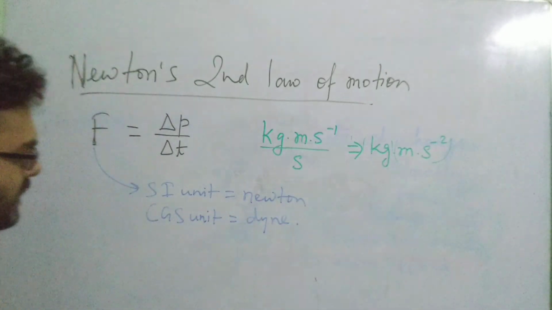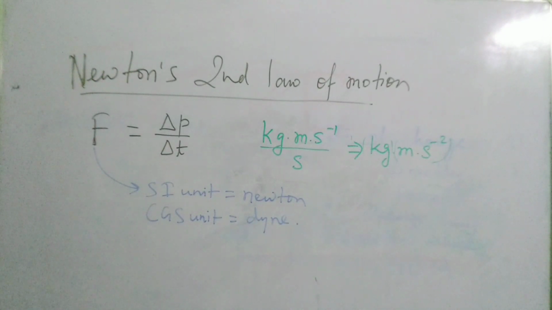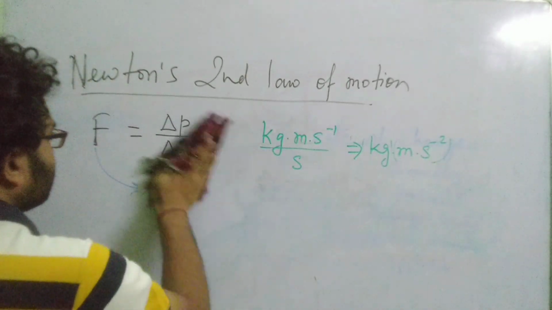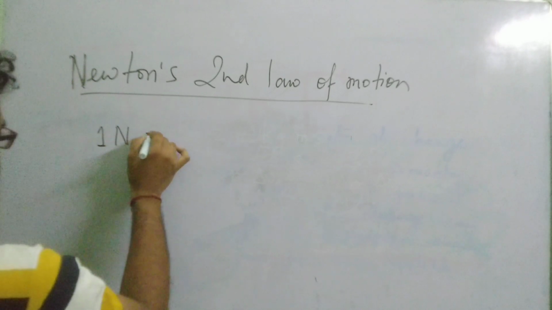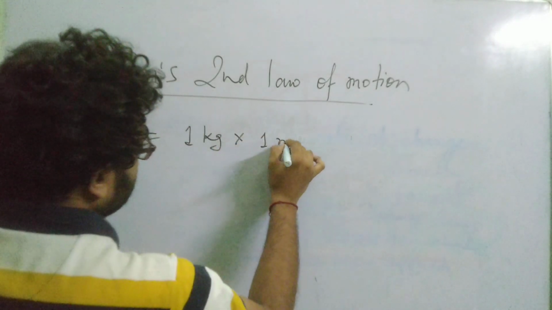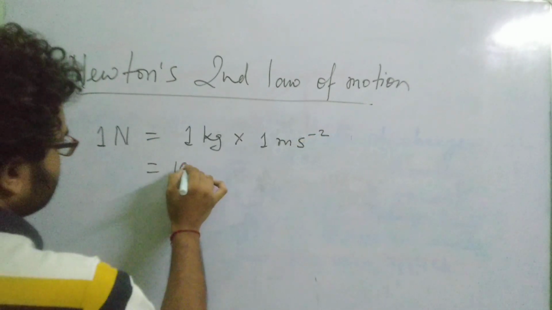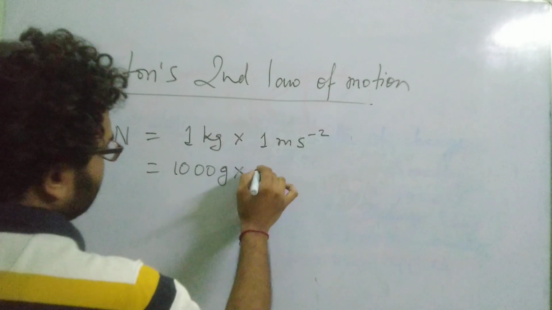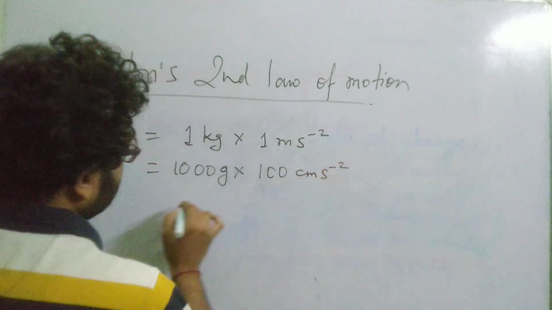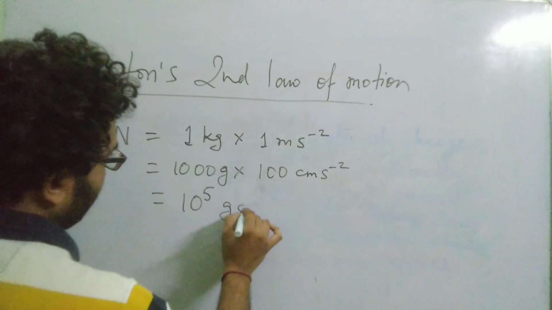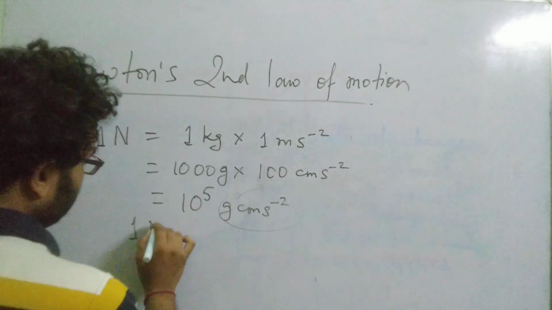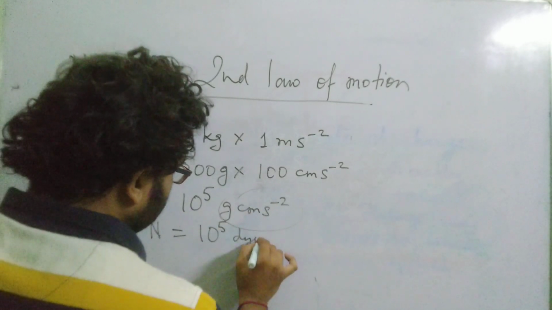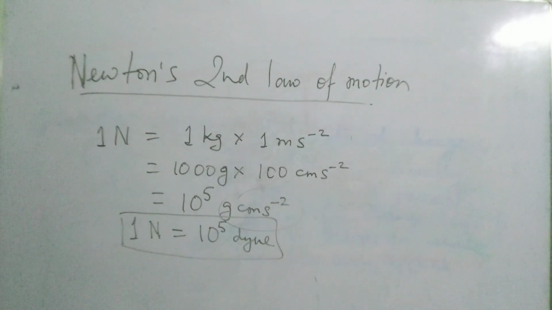Now, what is the relation between Newton and dyne? Let us have a brief explanation. We know that force equals mass into acceleration. Using this, 1 Newton is nothing but 1 kg into 1 meter per second square. 1 kg means 1000 gram, and 1 meter means 100 centimeter per second square. Multiplying these two together, you get 10 to the power 5 gram centimeter s to the power minus 2, and this is nothing but dyne. So 1 Newton is equal to 10 to the power 5 dyne. This is the relation between dyne and Newton.